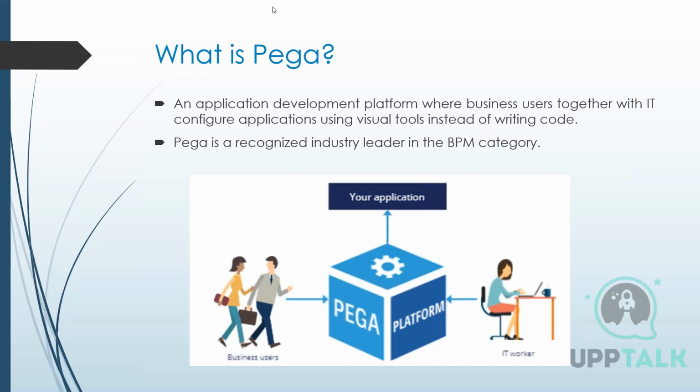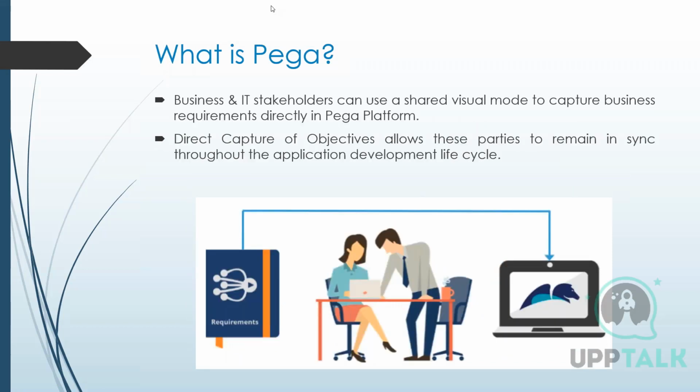And from the perspective of business users, if you observe, the business and the IT share the same kind of visual mode to capture your business requirements and specifications. So instead of using other tools like Jira, Kanban boards and all of that, I can directly get my requirements in the application itself. I don't need any Excel sheets or other tools. I can directly get the requirements into the Pega application.